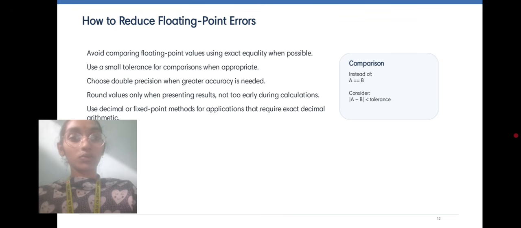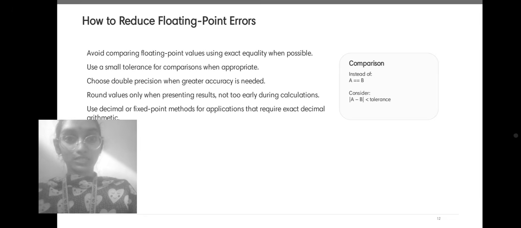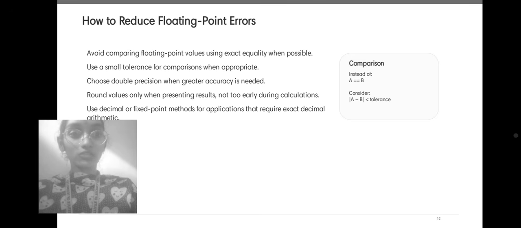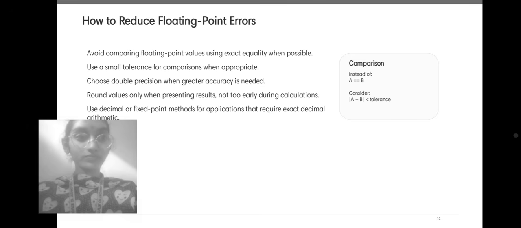How to reduce floating point errors? Avoid comparing floating point values using exact equality when possible. Use a small tolerance for comparisons when approximate. Choose double precision when greater accuracy is needed. Round values only when presenting results, not too early in calculations. Use decimal or fixed point methods for applications that require exact decimal arithmetic. Comparison. Instead of a == b, consider modulus of a minus b is less than or equal to tolerance.